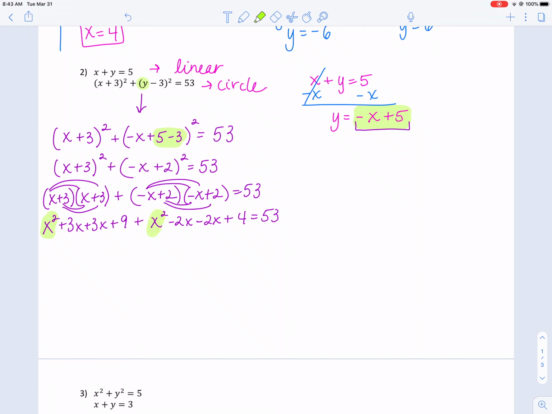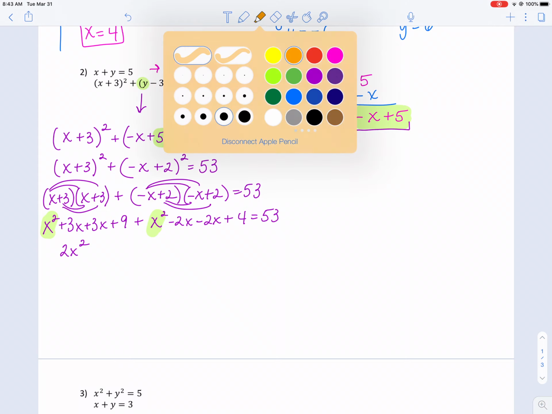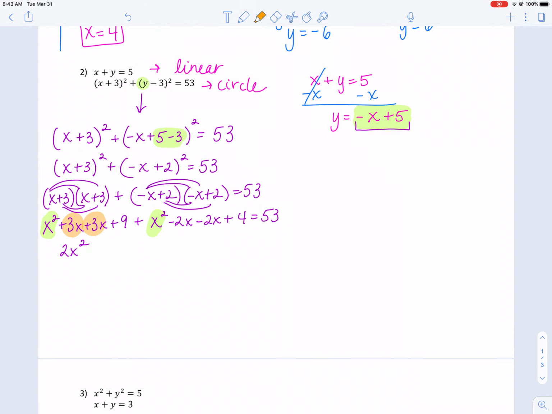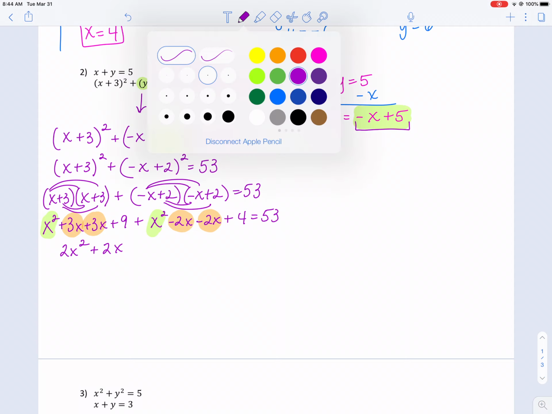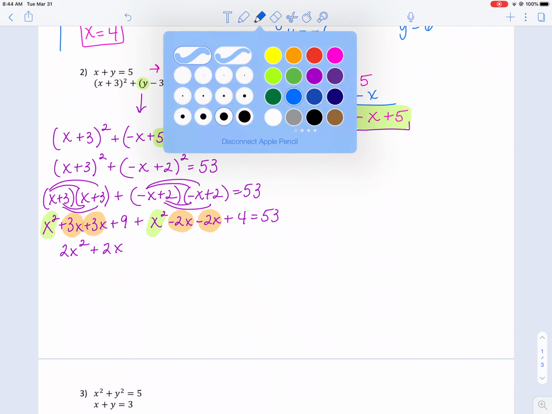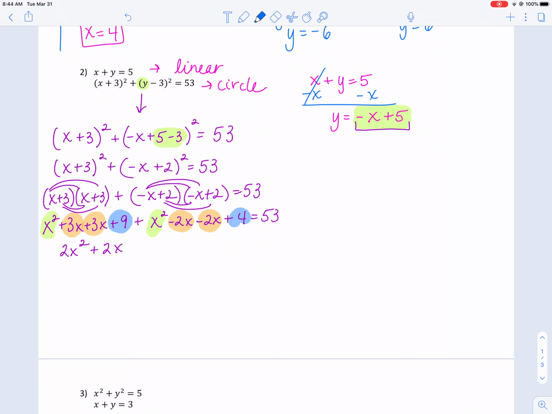I have an x squared with an x squared. That gives me my 2x squared. We have, I should pick a new color. I have 3x and 3x, which is 6x. But minus 2x is 4x. And minus another 2x is positive 2x. And then I have, new color, more like terms. 9 and 4, which gives me 13.